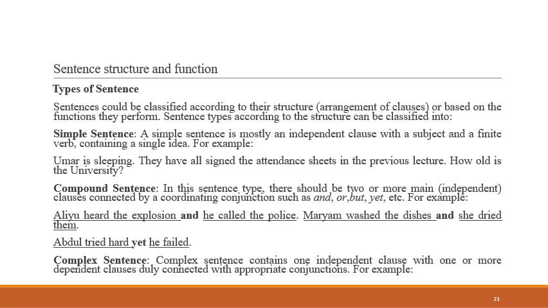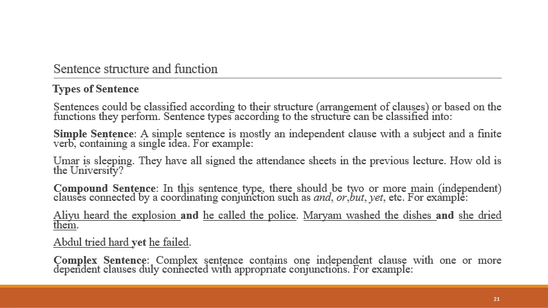This implies that a question can also be a simple sentence. Then the second type is compound sentence, where you have more than one independent clause jointly connected by a coordinating conjunction. Recall our explanation of conjunctions? We say that coordinating conjunctions are conjunctions or words like and, or, but, yet, etc. Take a look at the example.